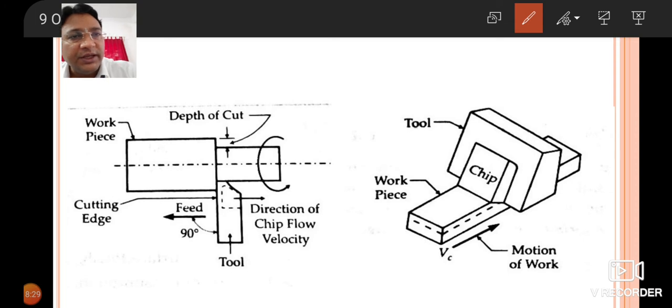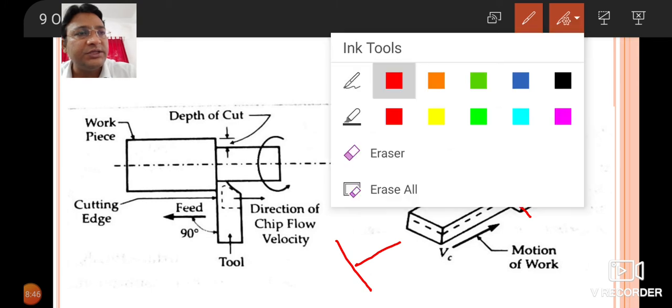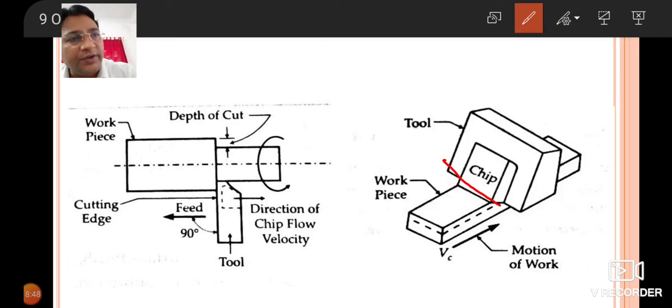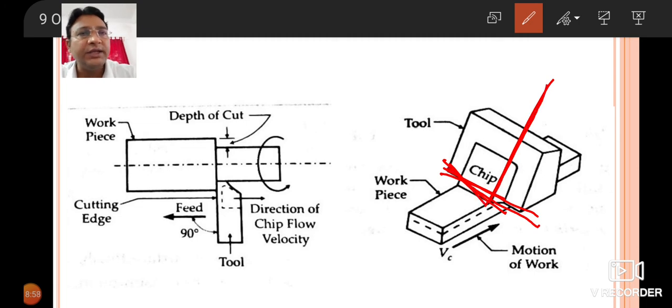These are the chips, and this is your cutting tool. These are the chips, and they are moving exactly perpendicular to it. This is your cutting tool like this, and the chips are exactly perpendicular to it. So here you can see the chip is moving. This is the edge of the cutting tool, and the chip is moving exactly perpendicular to that edge. The chip flow velocity is exactly perpendicular to the cutting edge of the tool.